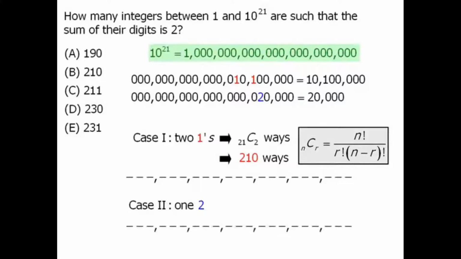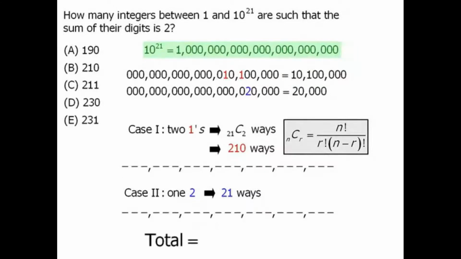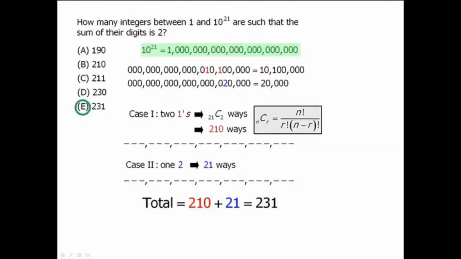Now on to case 2. How many 21-digit numbers have exactly 1, 2, and 20 zeros? Well, we have 21 spaces altogether, and we need to choose one of them to place our 2. We can accomplish this in 21 ways. So the total number of 21-digit numbers that satisfy either case 1 or 2 will be equal to 210 plus 21, which equals 231. So our answer is E.